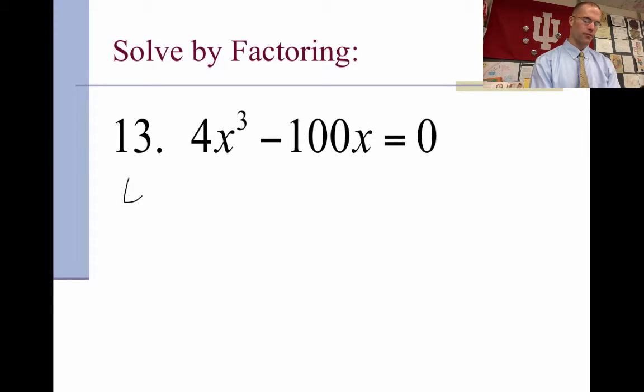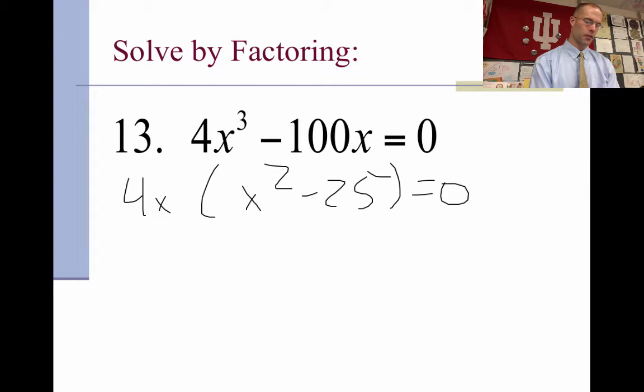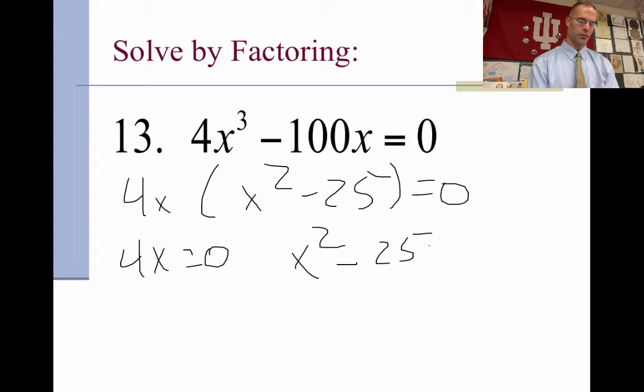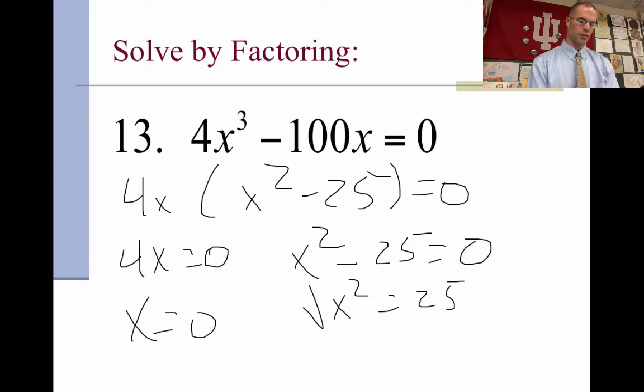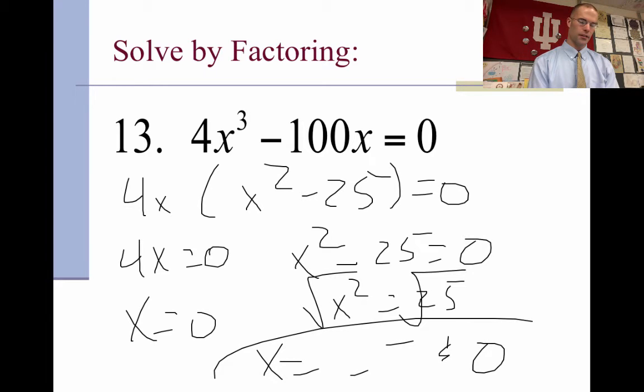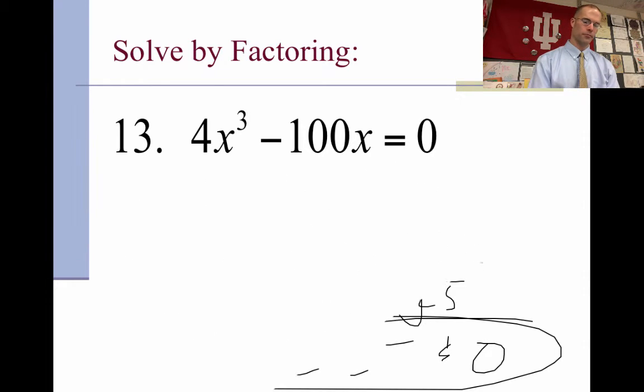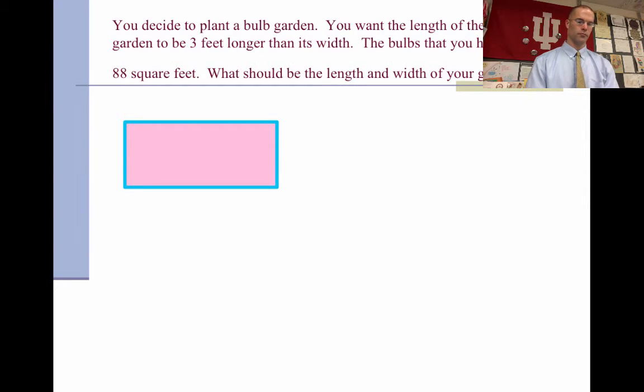Alright, here we can take out a 4x. So then we're left with x squared minus 25. So then we've got 4x equals 0 and x squared minus 25 equals 0. So here we got x equals 0, add the 25, square root, so x equals plus and minus 5, and the 0 from before.